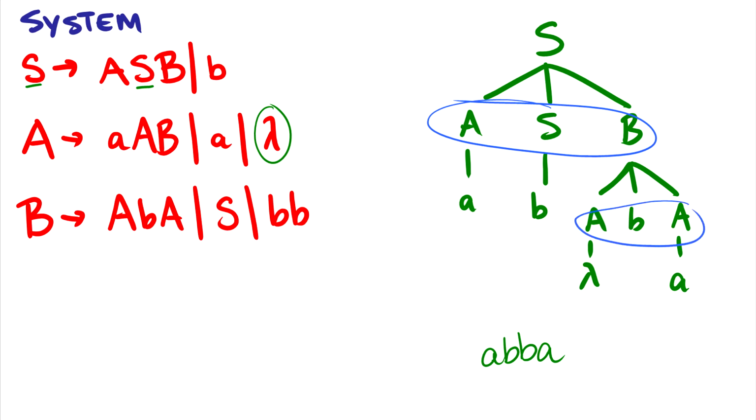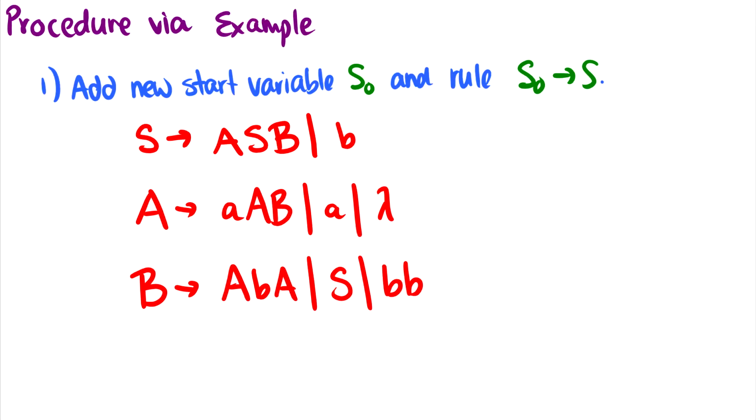So let's introduce the algorithm, and the algorithm is pretty complex. There are a lot of steps, so I highly recommend you write these along and pause the video, take a look at what I've done, take a look at what you've done, and make sure we match up. So we'll do the procedure with an example. The first thing we're going to do is add a new start variable S0 and send the new start variable to the old start variable. So there's just one thing we do here.